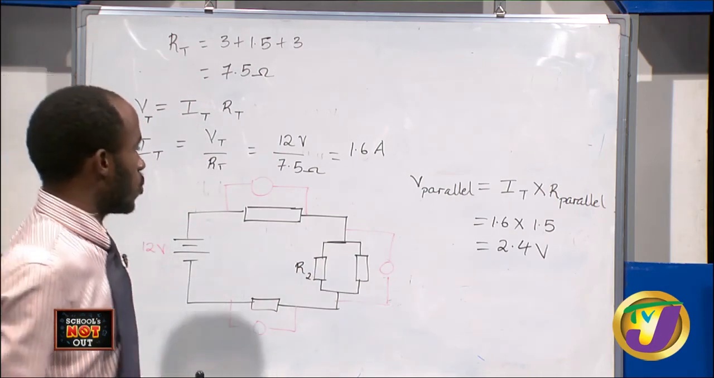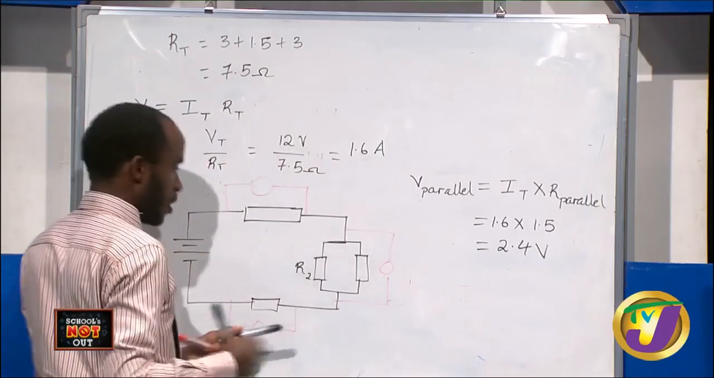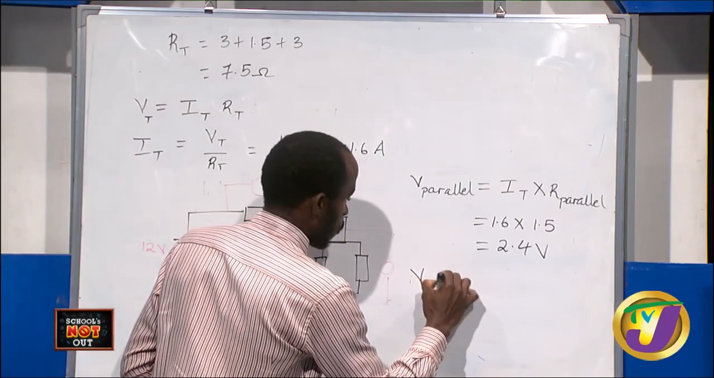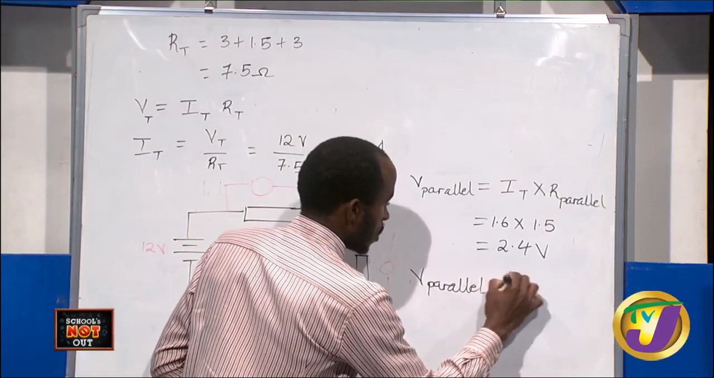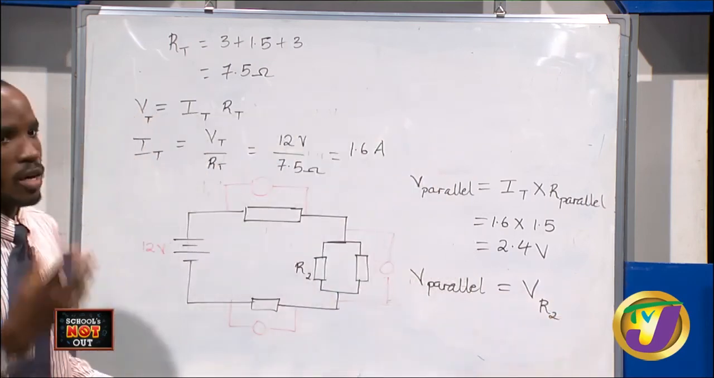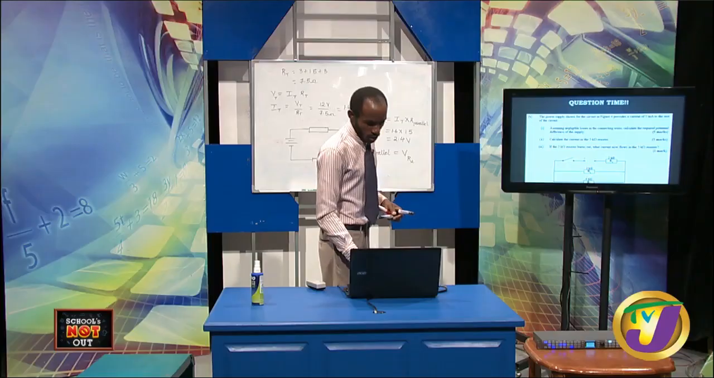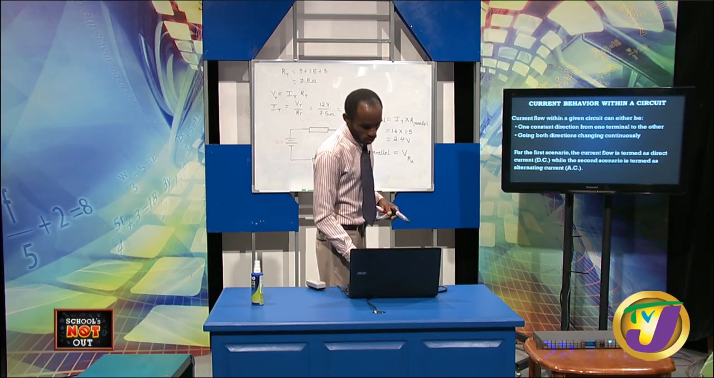And once we know the voltage across the parallel section, remember, the voltage across the parallel section is the same for each component. So once you have found the voltage across the parallel section, then you would have found the voltage across R2. Because the same voltage goes to R2 and goes to R3. Alright? As it relates to that workout.